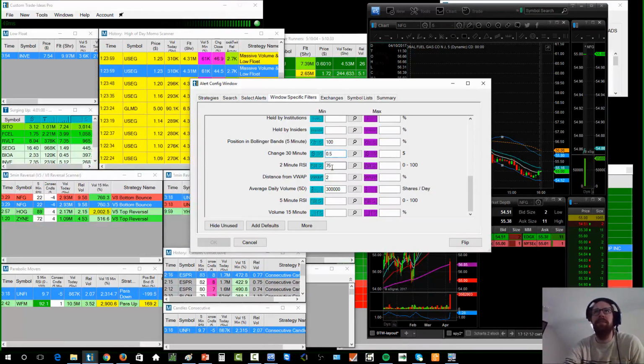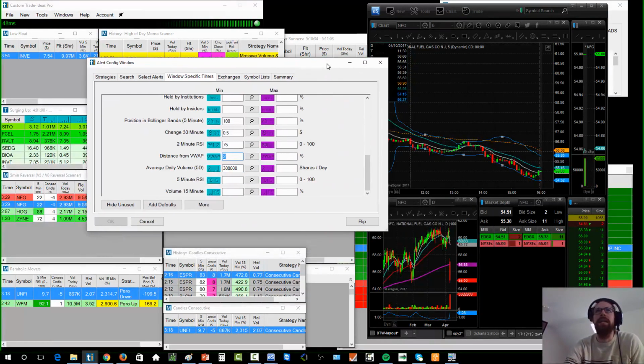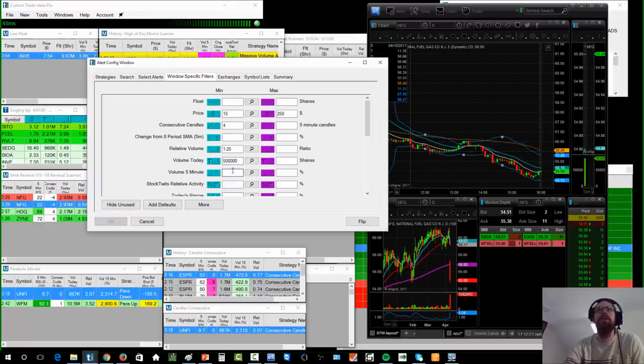RSI needs to be above 75. Again, I want to see that extension. Distance from the VWAP should be at least 2%. I want to see the stock extended. Average daily volume, 300,000 shares. So this helps give the computer some good things to look for.